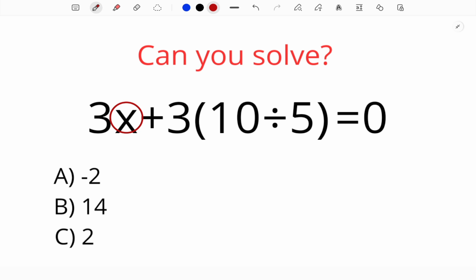The equation we have is 3x plus 3 times 10 divided by 5 equals 0. When dealing with an equation, our goal is to find the value of the unknown variable, which in this case is x. Let's start with the operation inside the parentheses. Inside the parentheses, we have 10 divided by 5.